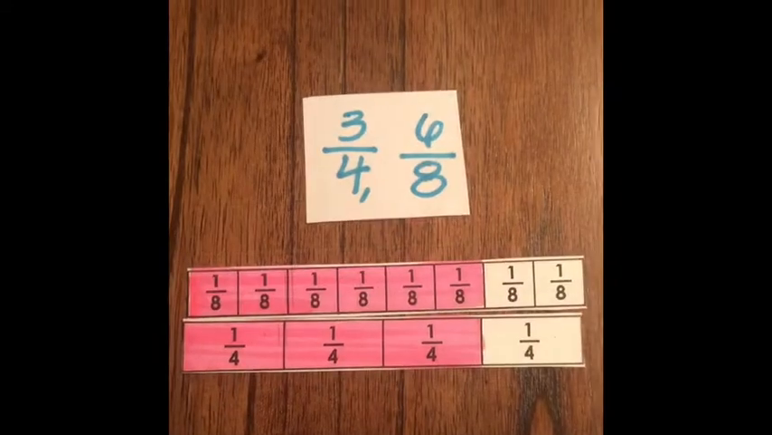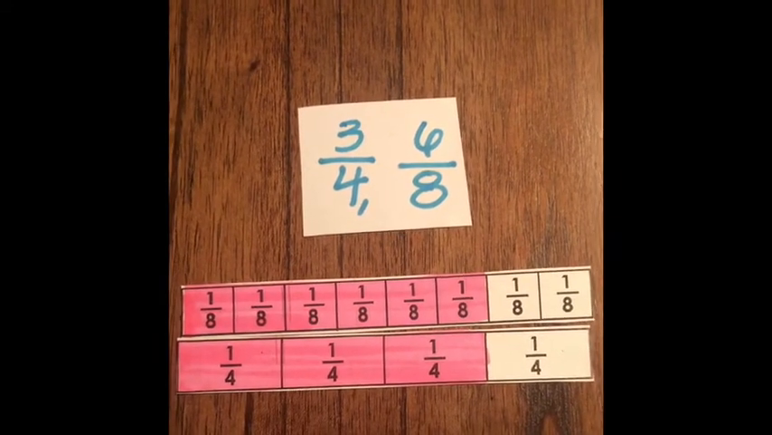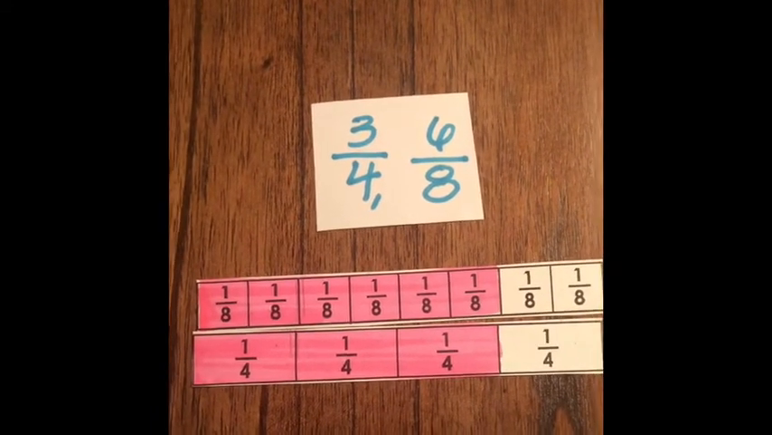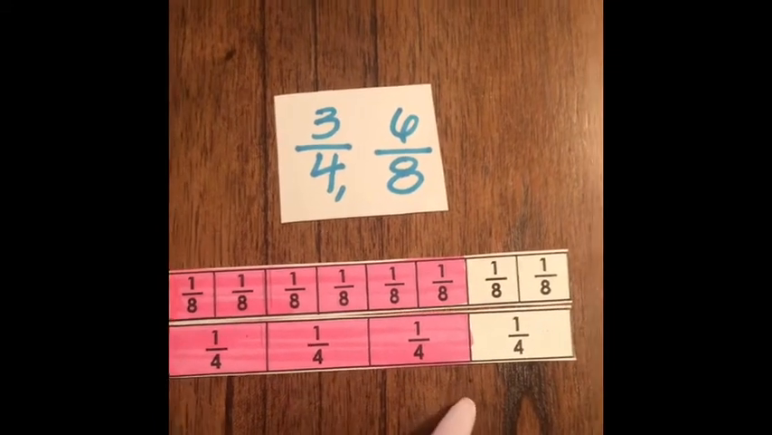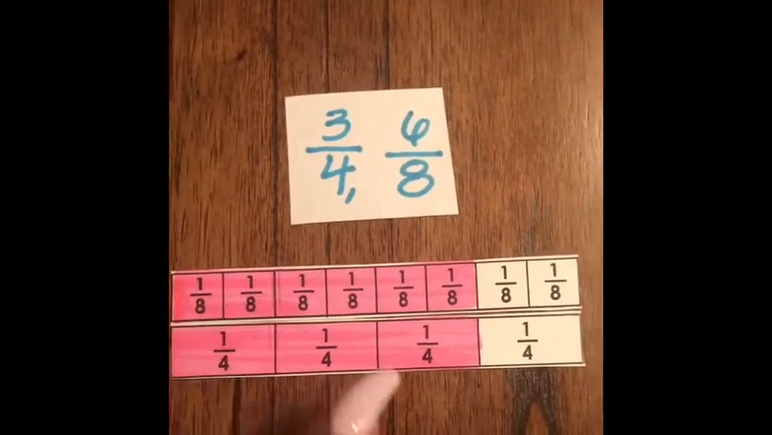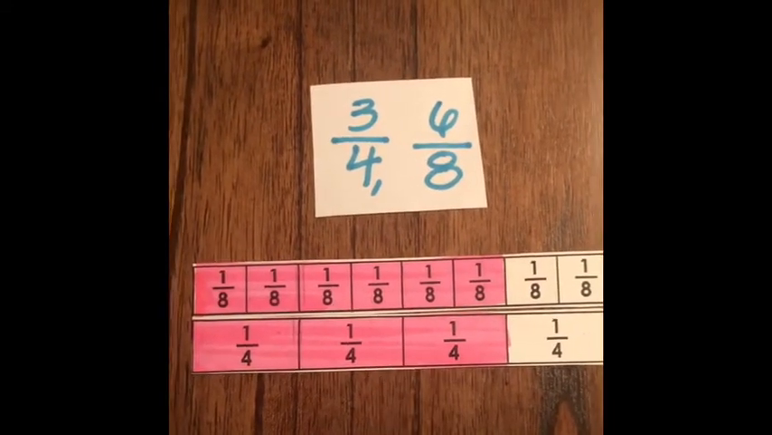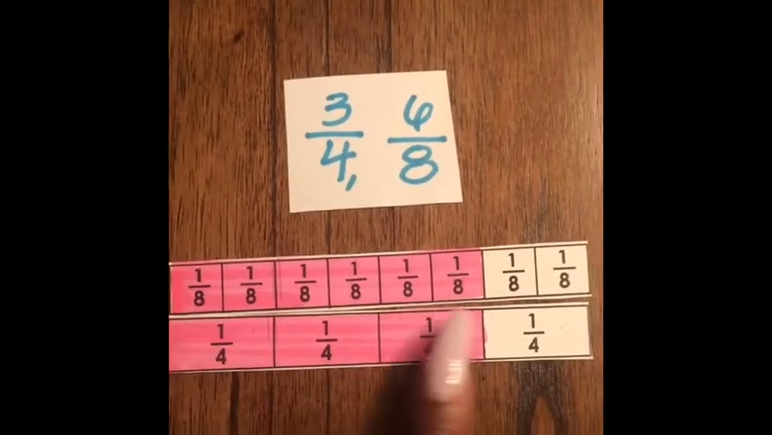The next example of equivalent fractions we have is 3/4 and 6/8. And here they are equivalent because they have the equal amount of shaded space on their strip. You see that they take up the same amount on each strip, so they are equal. 3/4 is equal to 6/8.